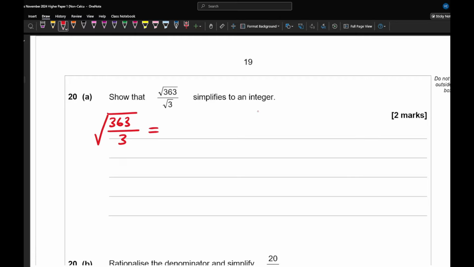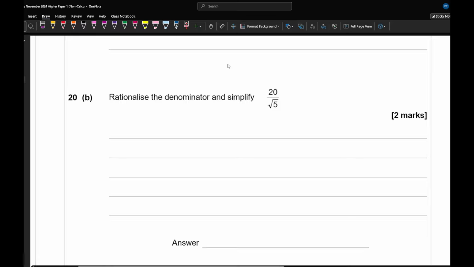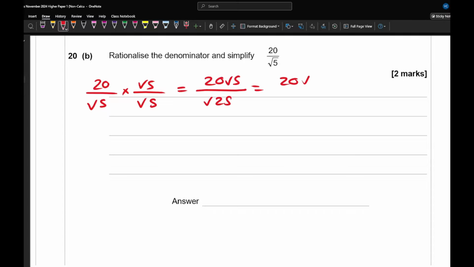If I divide the numerator by 3, I get 121, and the square root of 121 is 11, which is an integer. Moving on to question 20b, it says rationalize the denominator to simplify 20 over root 5. So for this, I need to multiply both the numerator and the denominator by root 5. That gives me 20 root 5 over root 25, which is 20 root 5 over 5. Then if I cancel the 20 and the 5, that gives me 4, giving me an answer of 4 root 5.